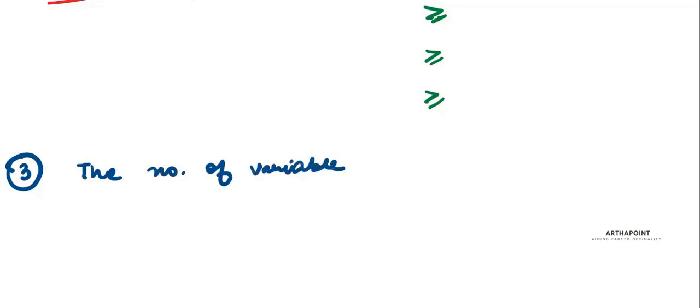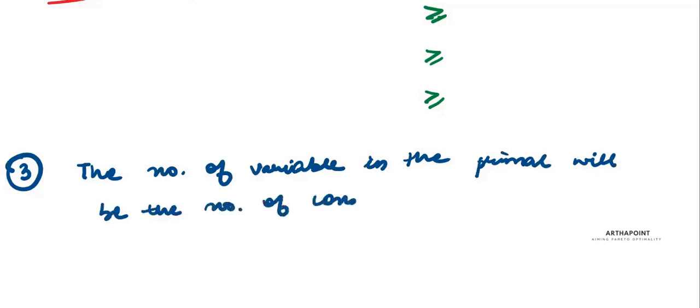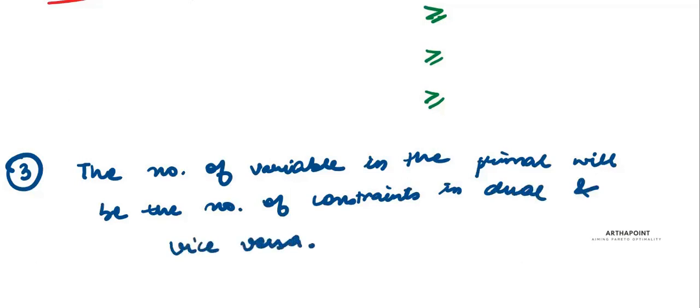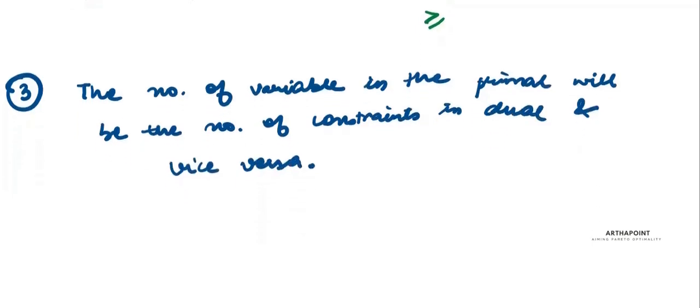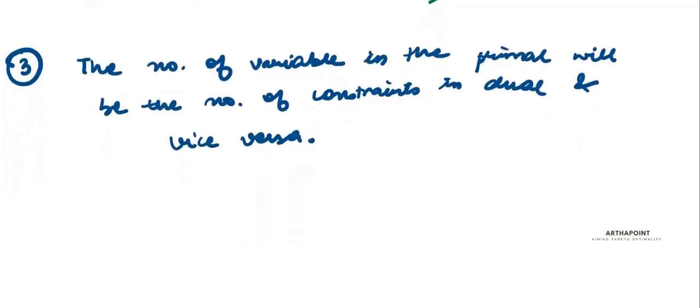Now, I will do step 3 and I will come back to this point. So third step, the number of variables in the primal will be the number of constraints in dual and vice versa. So basically what is happening, the number of constraints in the primal becomes the number of constraints in the dual and vice versa. Now, in order to understand this, we must know what is the number of variables represented by.